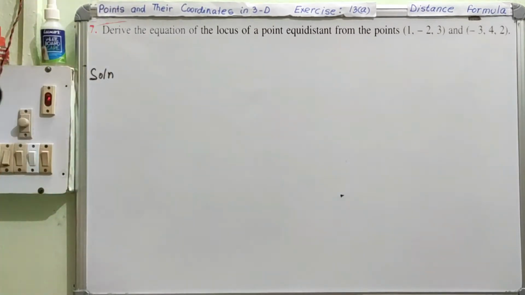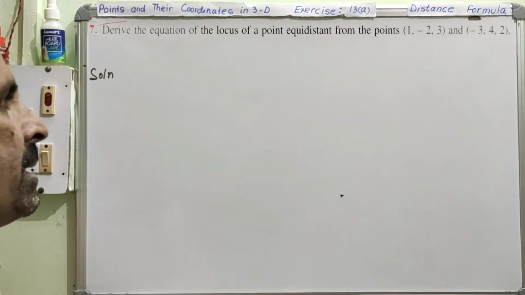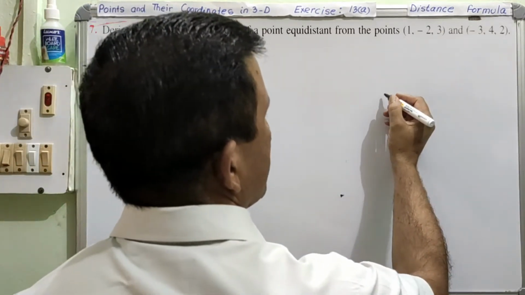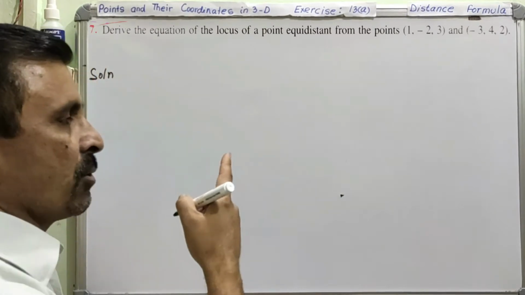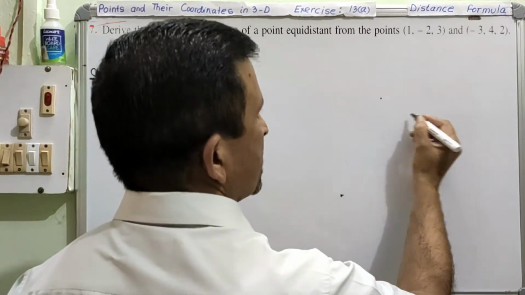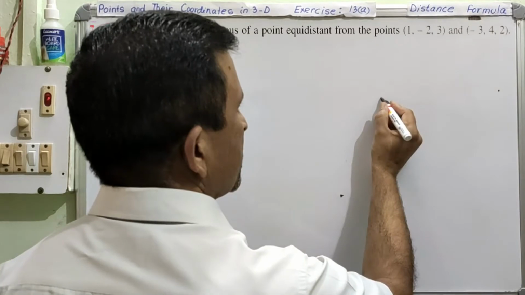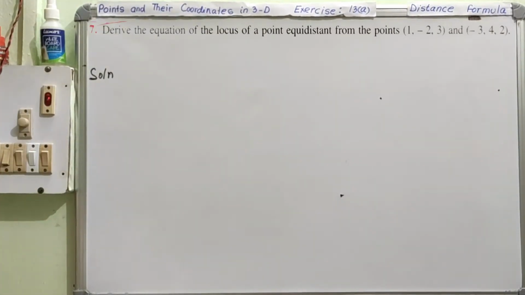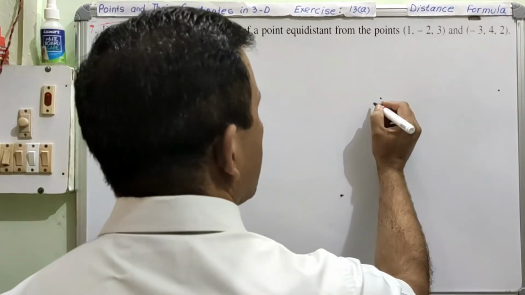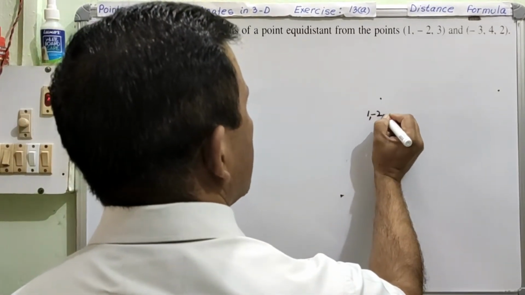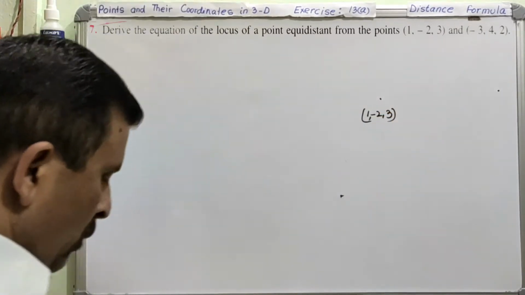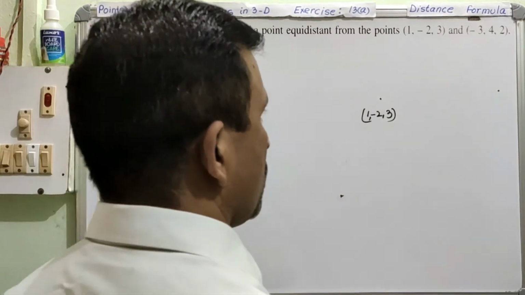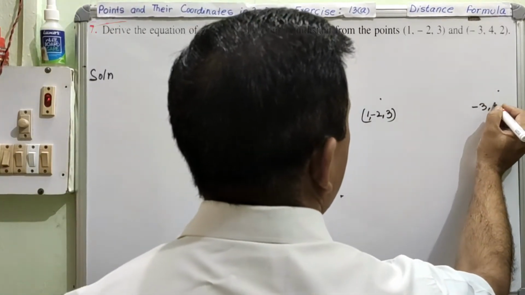So in question number 7 it says we have to find the locus of a point which is at equal distance from the two given points. So in the question you can see there are 2 points, right? So suppose this is one point and this is another point. The coordinate of your first point is 1, -2 and 3. This is the coordinate of your one point. Clear? And we have another point whose coordinate is -3, 4 and 2.